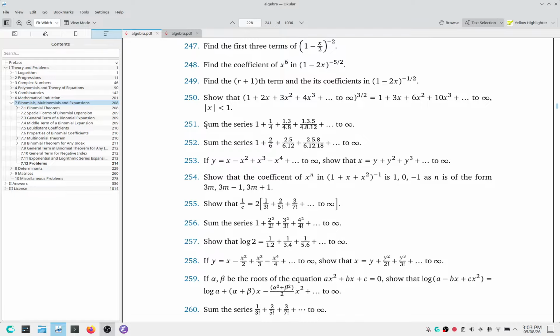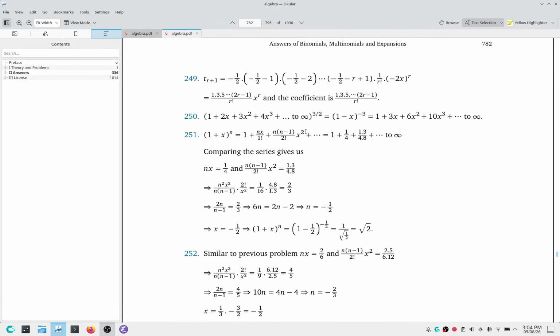So without further ado, let's get started. Question 251 says that sum the series 1 plus 1 upon 4 plus 1 times 3 upon 4 times 8 plus 1 times 3 times 5 upon 4 times 8 times 12 up to infinity.